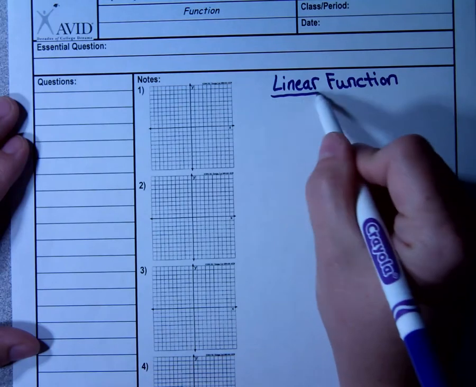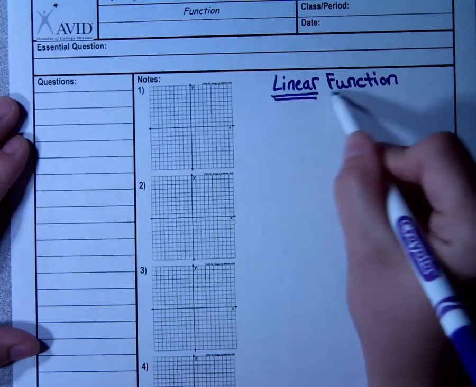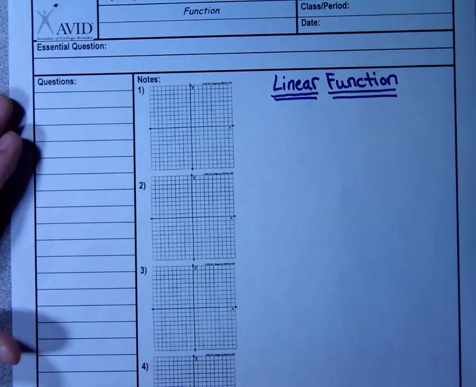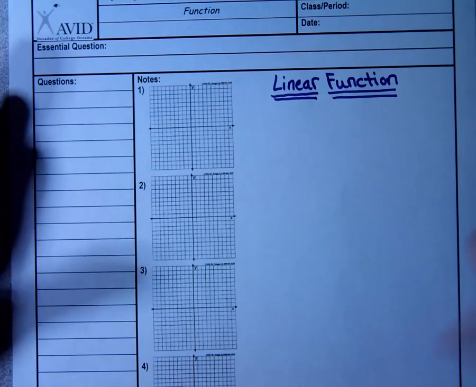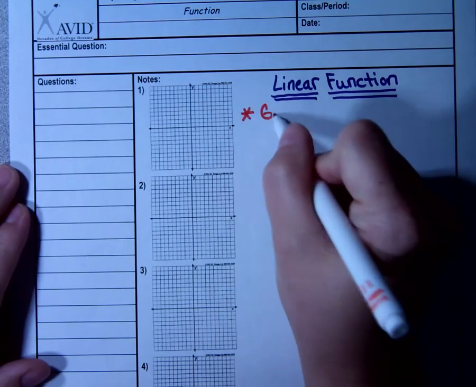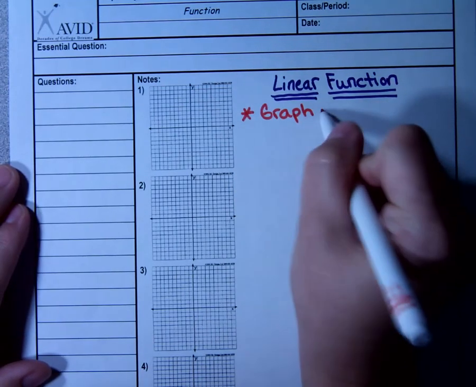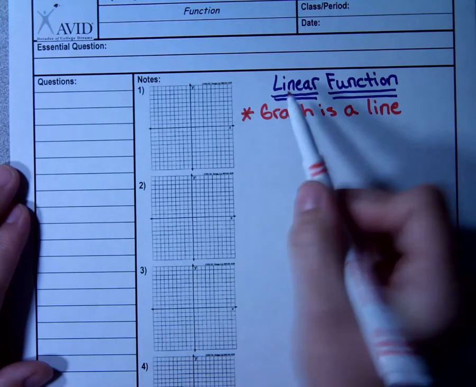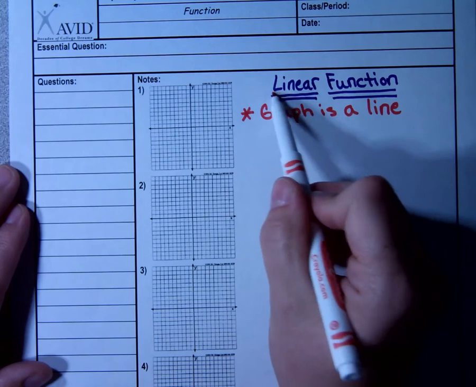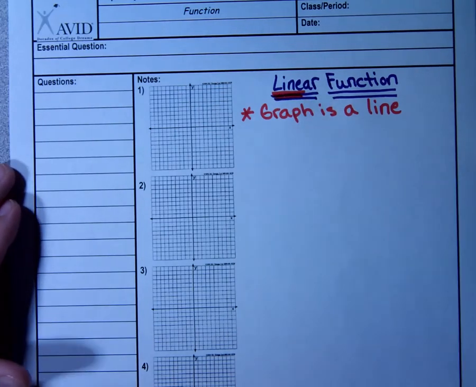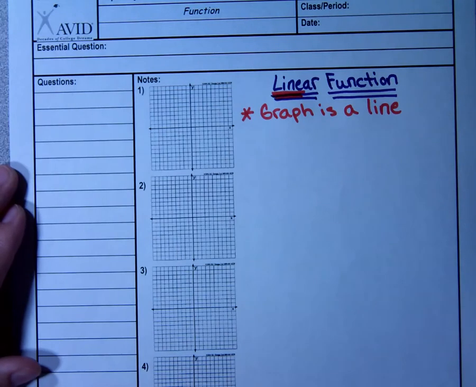And do any of you know what that word linear means? Linear means line. So the linear function's graph is going to be a line. So I'm going to write that down for us. The graph is a line. That's what the word linear means. And you can see the word line within the word linear. So a linear function is always a line.